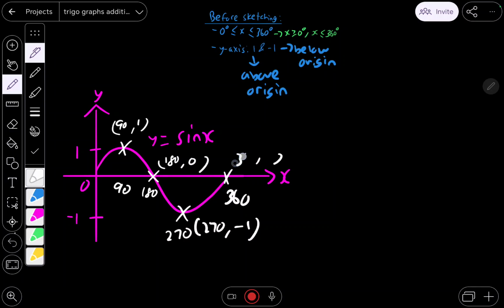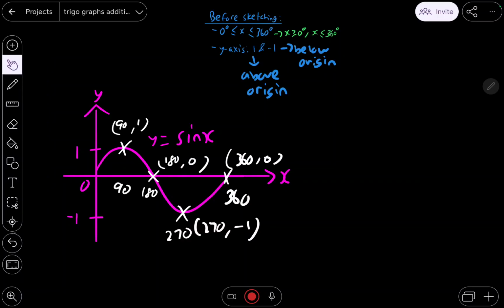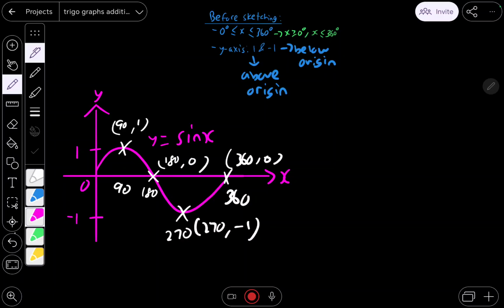This is 360, 0. All right, so that's about it for a sine x graph. We do know that y is -1 here. Just look at it, it is on this line here. I'm going to draw it out for you. So it's like this, and for here it's like that, and because 180 and 360 lie on the origin, that's why it's just 180, 0.